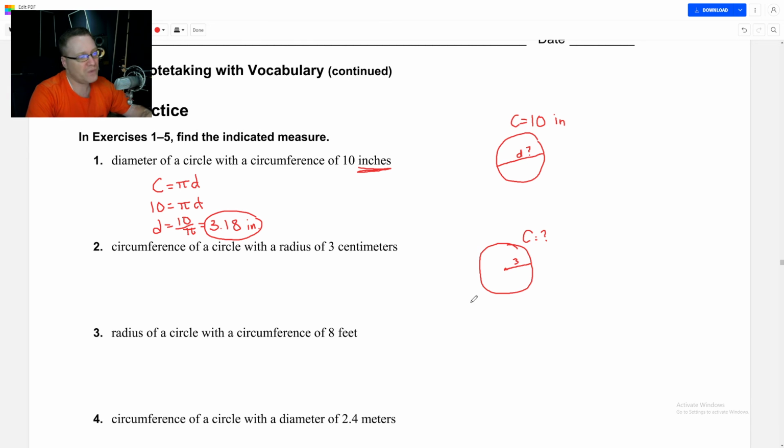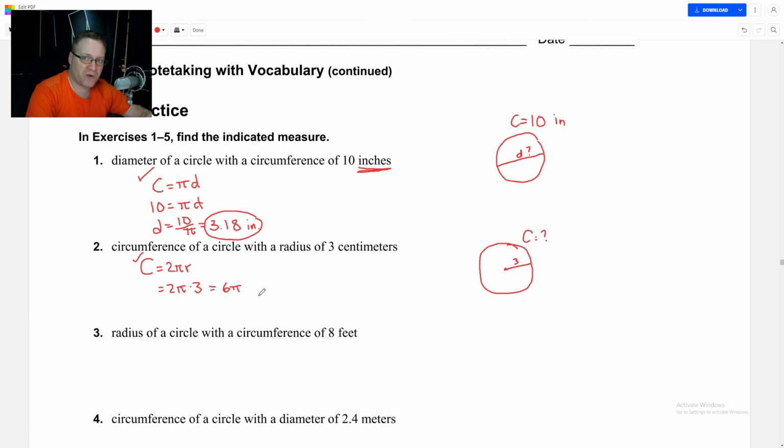Again, we're going to use the formula that we had up above. This time they gave us the radius, so we're not going to use pi d, we're going to use C equals 2 pi r. These are the two formulas that you need to know. In this case, 3 is the radius, so we write 2 pi times 3. What does that equal? That equals 6 pi.